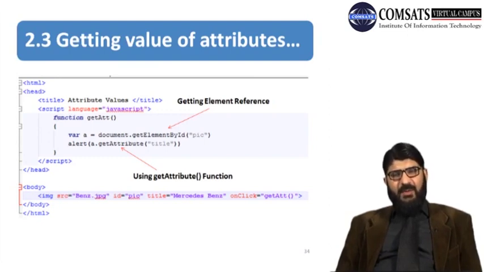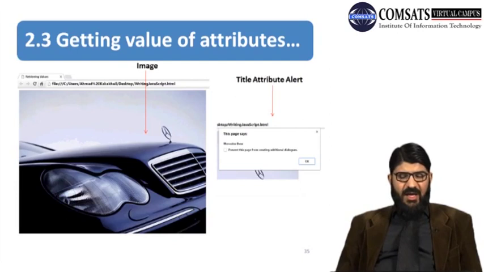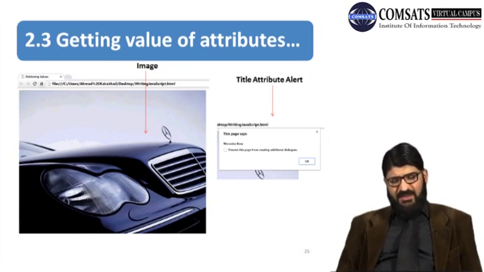Let's consider what will be the output of getting the value of an attribute. Here you can see that an image is displayed, the Mercedes-Benz image, and the attribute value that is given is shown as Mercedes-Benz, which is shown in the alert message box.